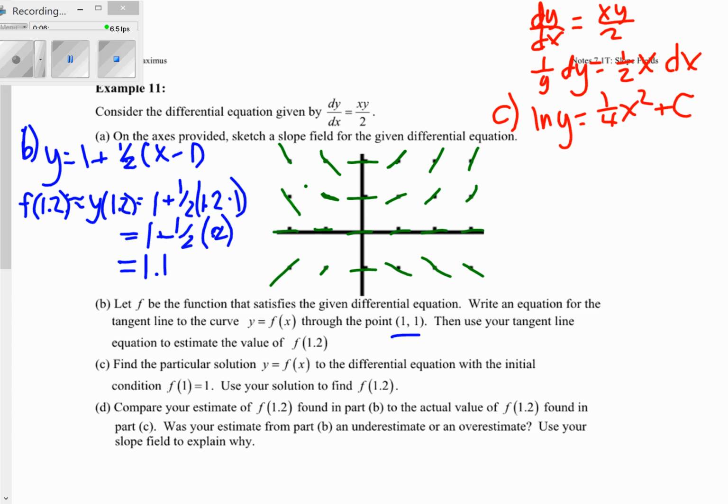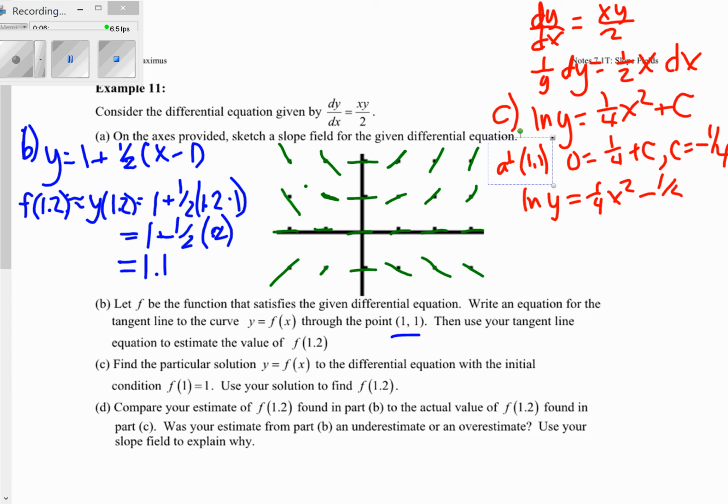There's my general solution, but now I'm going to plug in the point. So at (1, 1), ln of 1 is 0, and then I get 1/4 plus c. So c equals negative 1/4. Great. And then I have ln of y equals 1/4 x squared minus 1/4. And last, I'm going to solve that for y. y equals e to the 1/4 x squared minus 1/4. There we go. Great.